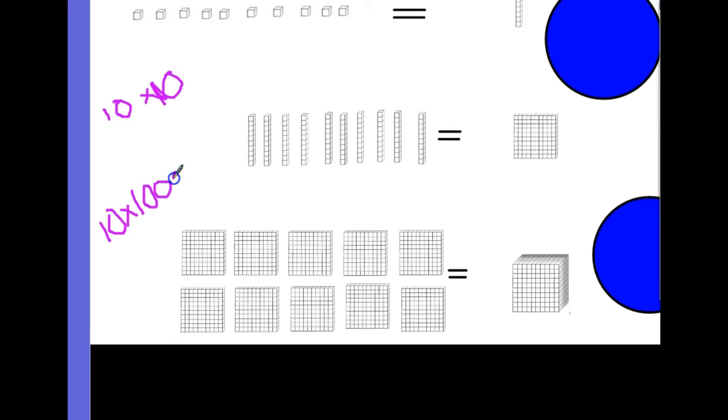I want you to be thinking about that when you are working with place value and patterns, and how when you have a certain number of ones, tens, or hundreds, eventually you're going to be regrouping them and moving them into the next place on the place value chart.